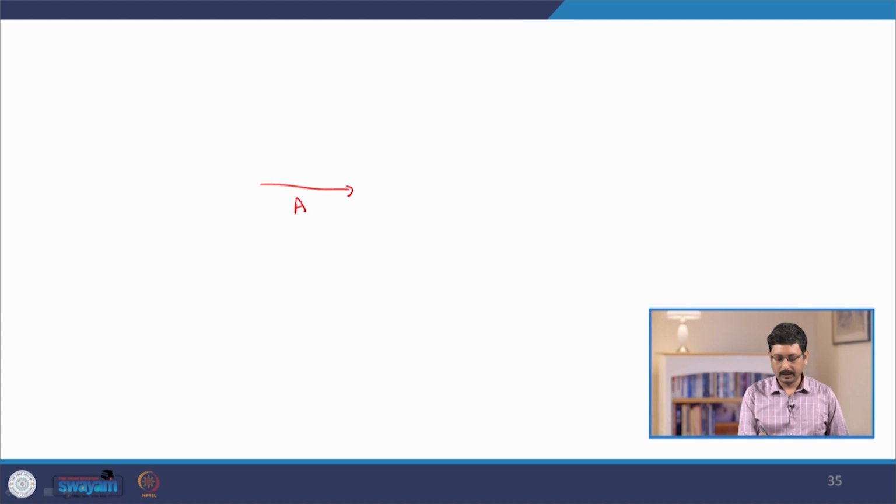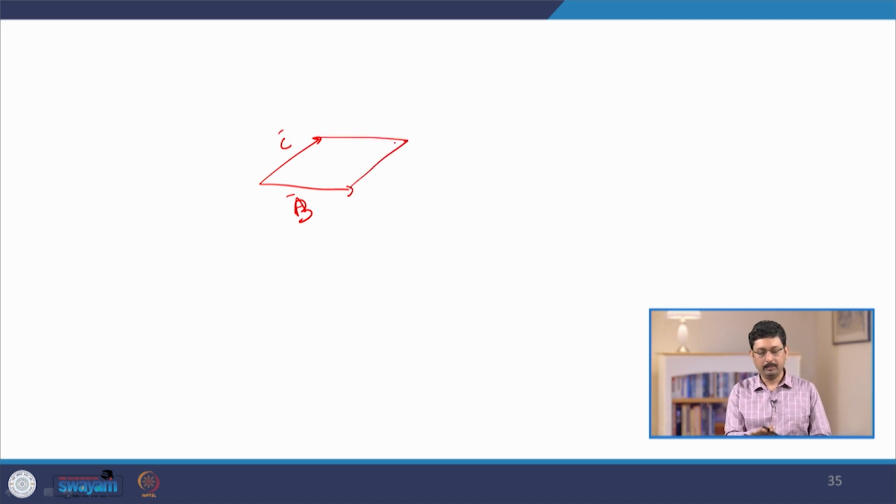So, if you have this vector A and another, let us say this is your vector B and this is a vector C, then you know that they together define a plane, and in this plane if you complete the parallelogram, then the area of this parallelogram is B cross C, and then the B cross C is perpendicular. So, the direction is perpendicular following the right handed thumb rule. So, this is the direction of B cross C.